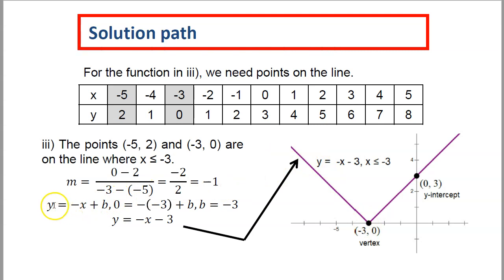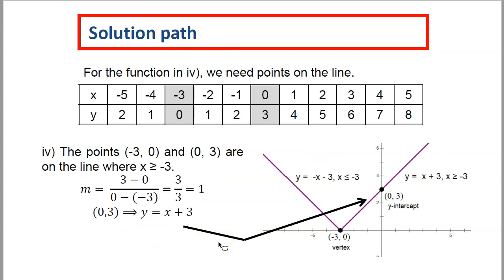And then we can solve and determine that the y-intercept of this linear portion, not this part of the graph, but this linear portion on the left where x is less than or equal to negative 3, will be negative 3, so down here. So altogether y equals negative x minus 3.